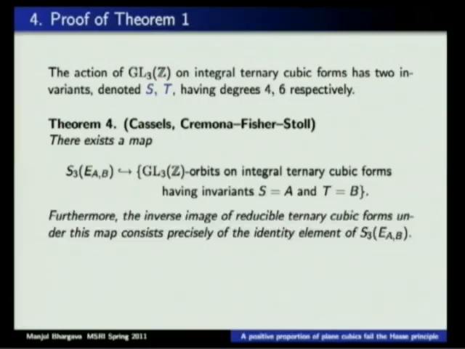And furthermore, the reducible ternary cubic forms, I'll explain what that means in a sec. Reducible just means that it has a rational flex. So the inverse image of the ternary cubic forms that have a rational flex corresponds to the identity element of the Selmer group.